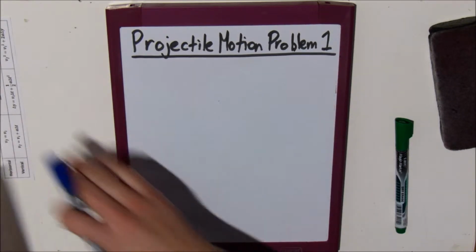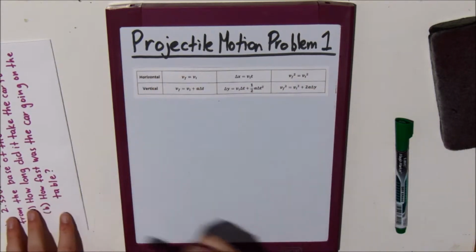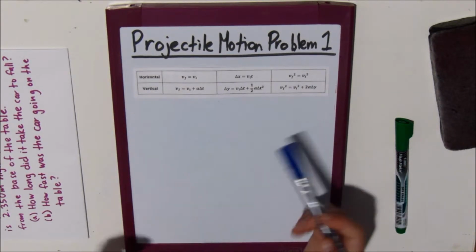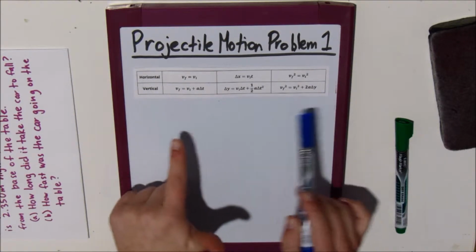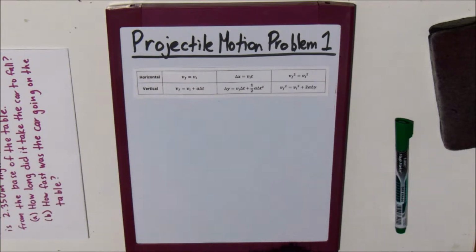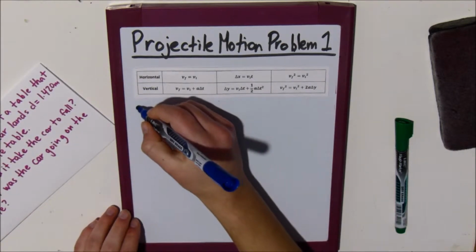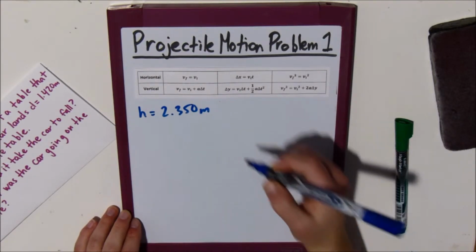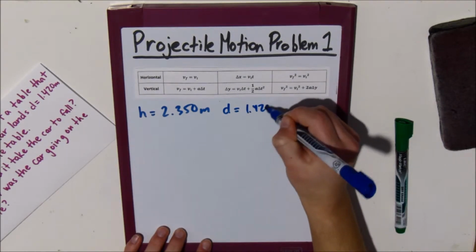Velocity. So essentially with projectile motion problems, you want to first figure out what you're given and what you want to solve for, and then you just plug stuff that you know into these equations. This is the motion equations, but they've been divided into horizontal and vertical motion, right? So the problem tells us that the height is 2.350 meters high, and the distance away from the edge of the table is 1.420 meters.